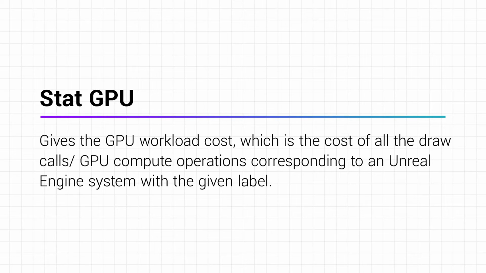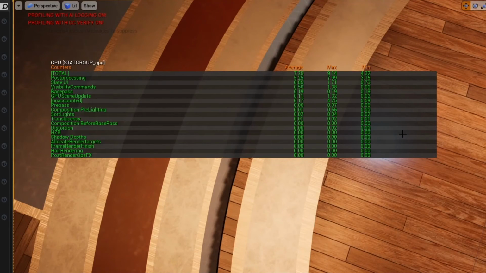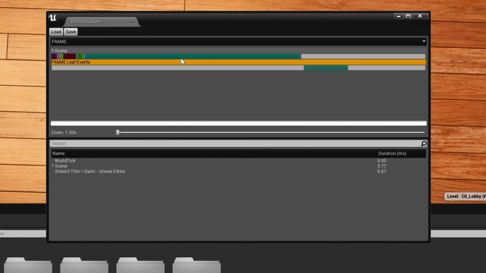Stat GPU. The stat GPU command gives the GPU workload cost, which is the cost of all the draw costs and GPU compute operations corresponding to an Unreal Engine system with the given label. This feature is not supported on the Quest because the tile architecture makes accurately assigning durations to individual draw costs impossible. This command gives per pass timings when the project is set to use Vulkan as its graphics API. Profile GPU. The profile GPU command captures the GPU rendering durations, annotated and grouped by the operations and systems the operation belongs to. Pretty fantastic.